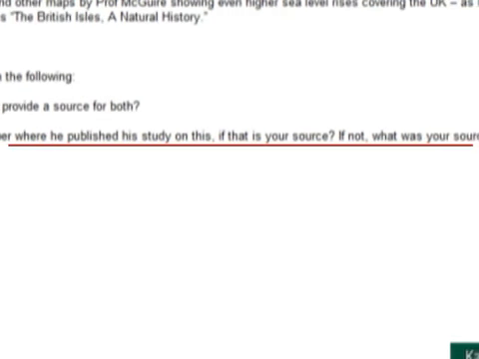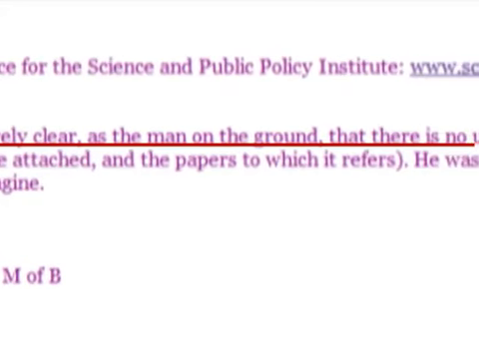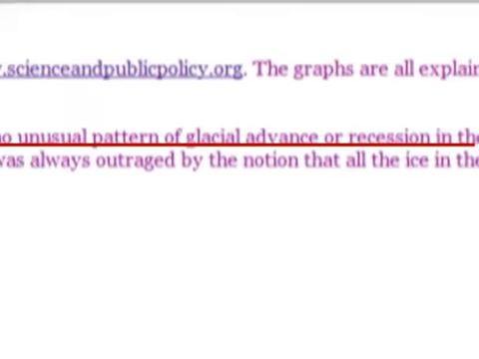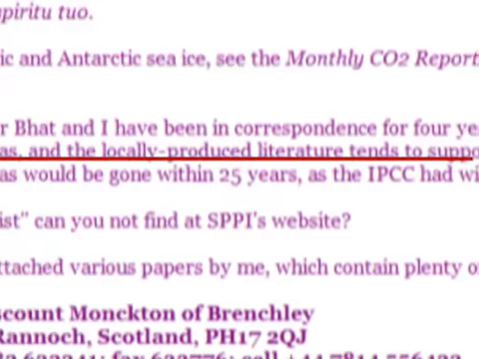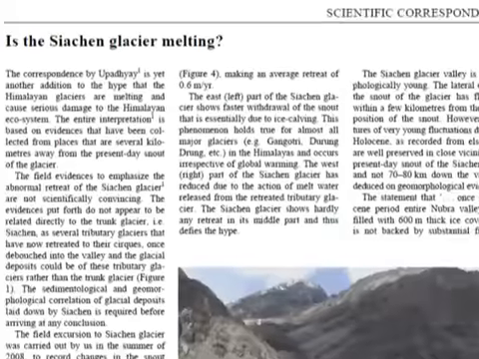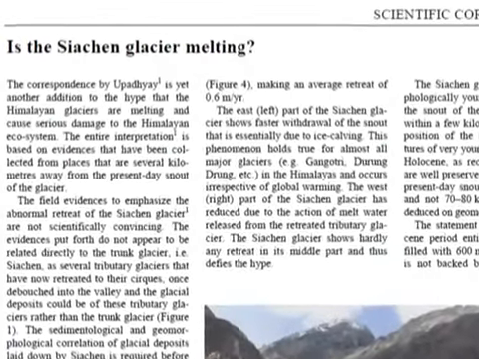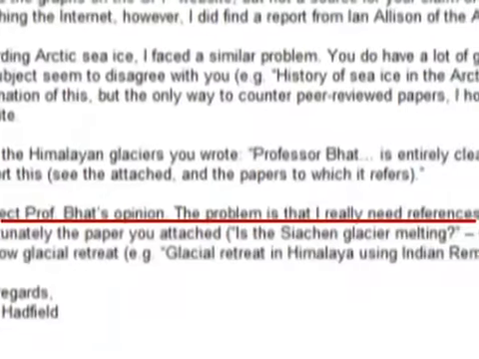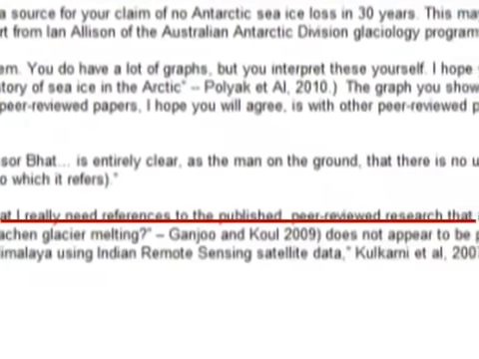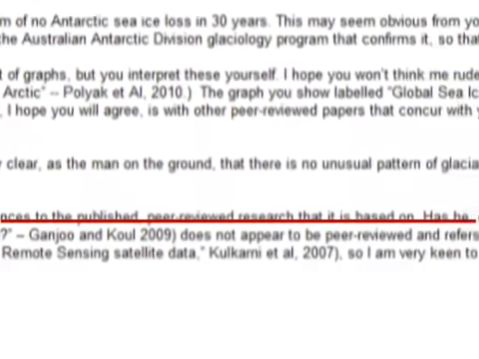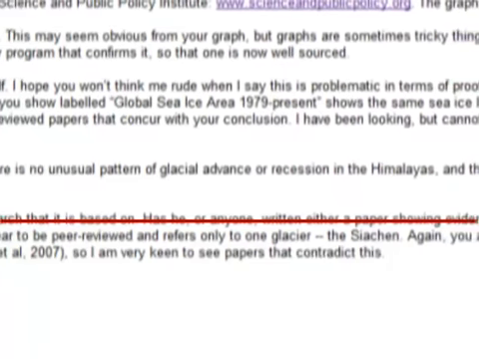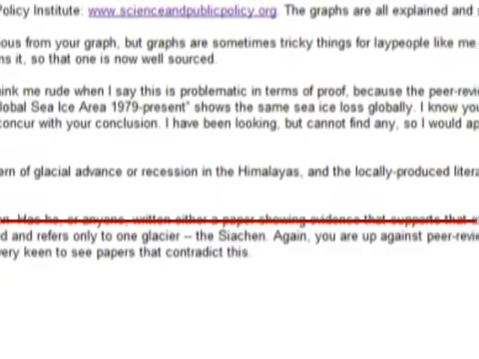I received this reply. Professor Bhatt is entirely clear as the man on the ground that there is no unusual pattern of glacial advance or recession in the Himalayas, and the locally produced literature tends to support this. Monckton attached a paper which didn't support his contention that Himalayan glaciers had been stable for 200 years. So I wrote back, I respect Professor Bhatt's opinion. The problem is I really need references to the published peer-reviewed research that it's based on. Has he or anyone written either a paper showing evidence that supports that opinion? When Monckton replied, he still gave no reference to a paper which substantiated his claim.